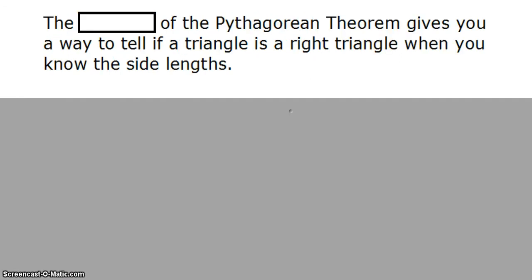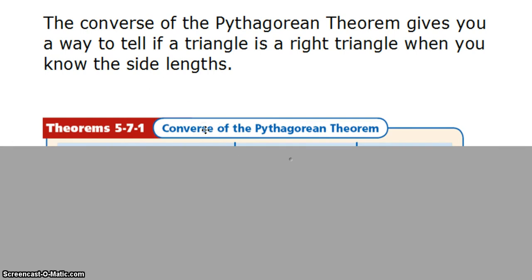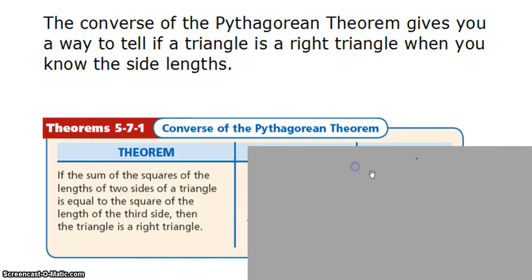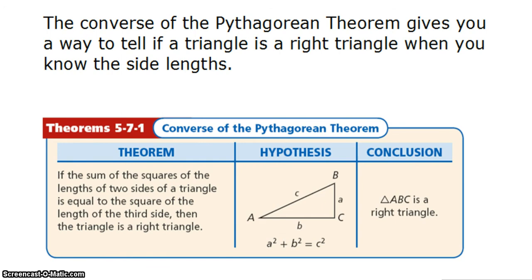The converse of the Pythagorean theorem tells you a way to tell if a triangle is a right triangle when you know the side lengths. The converse is a way for us to look at the sum of the squares of the lengths of the sides. If we find that a squared plus b squared equals c squared, we now can say that the triangle ABC is a right triangle.